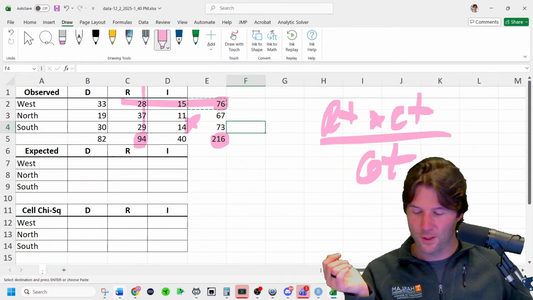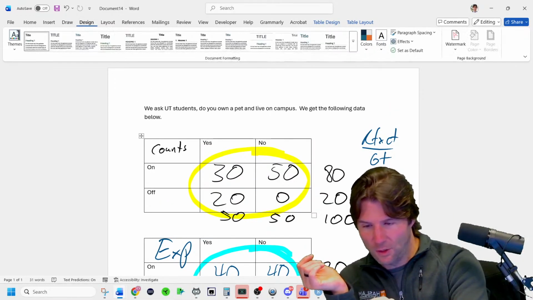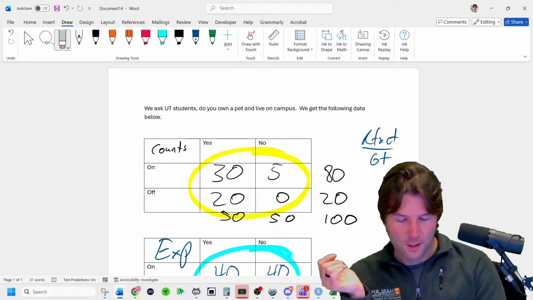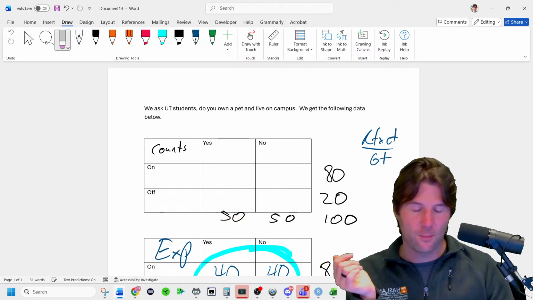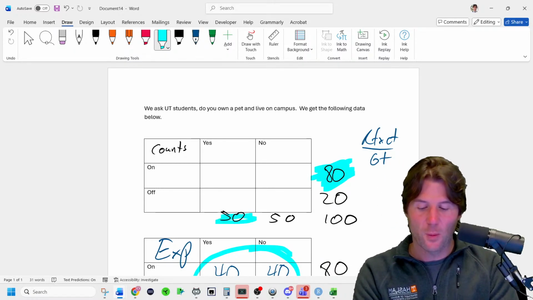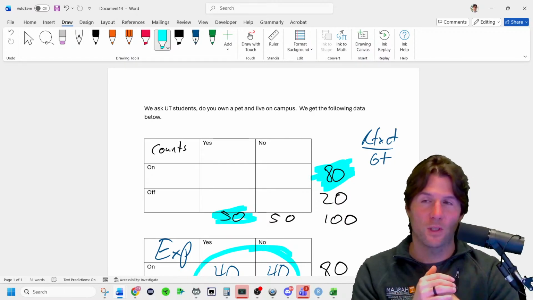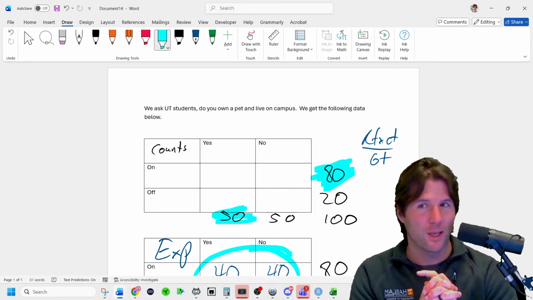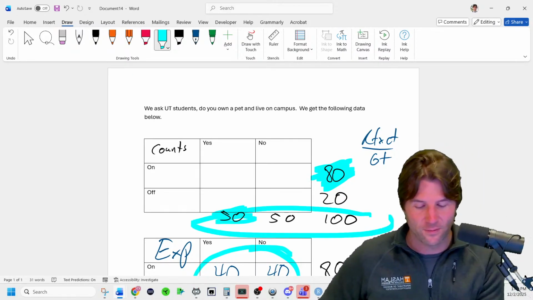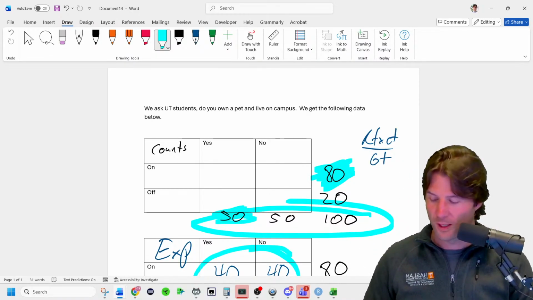And I think it's easy if you look at an example like this, because if you don't even look at the totals, there's 80 people on campus, does this make sense? There's 80 people on campus, and half of the people own pets. How many people do you expect to own pets? Just think about this. I say I have 80 students who live on campus, and I know half of students own pets, because it's half of 50 out of 100. How many students on campus would you expect to own pets? 40.